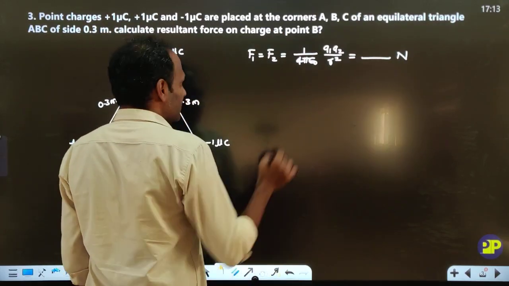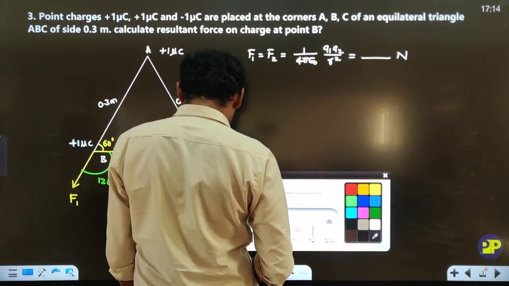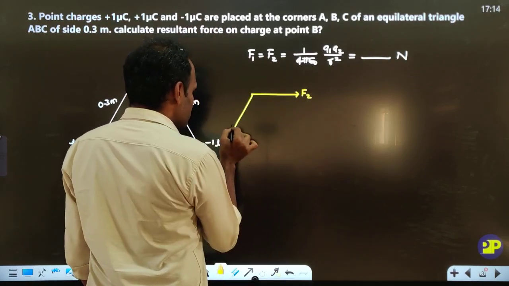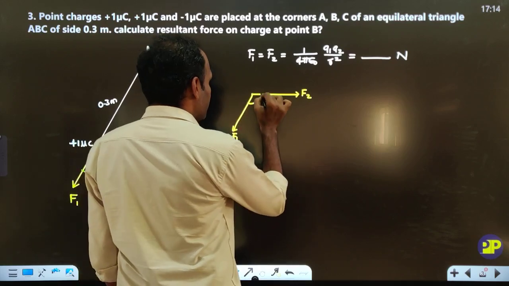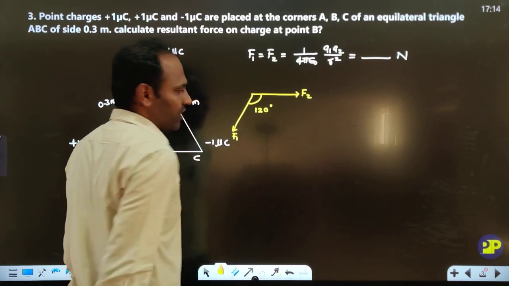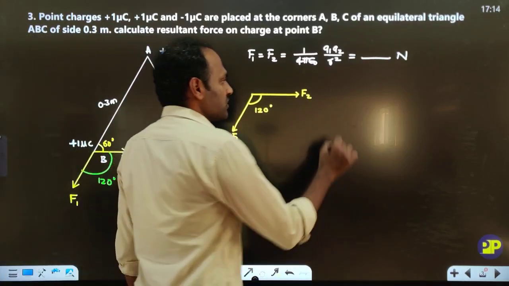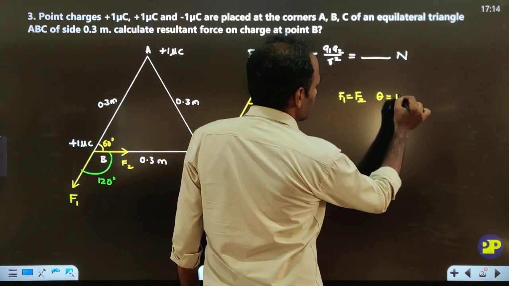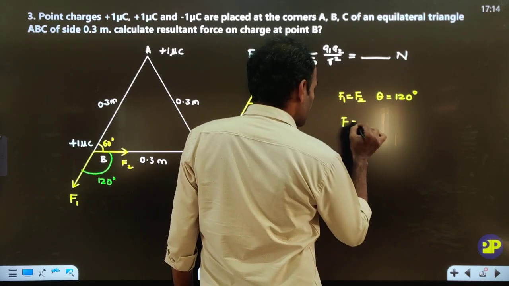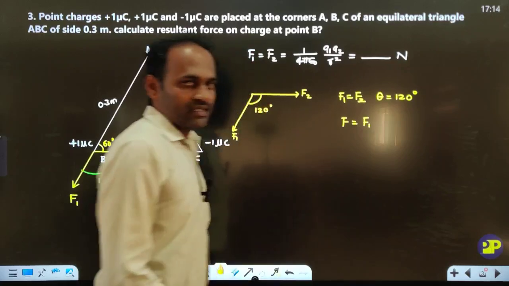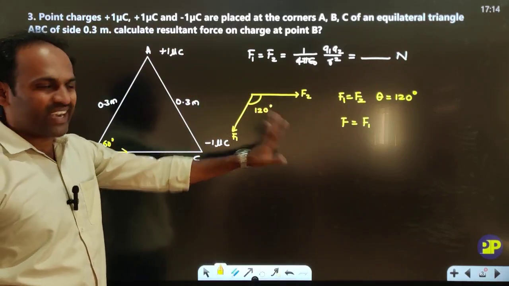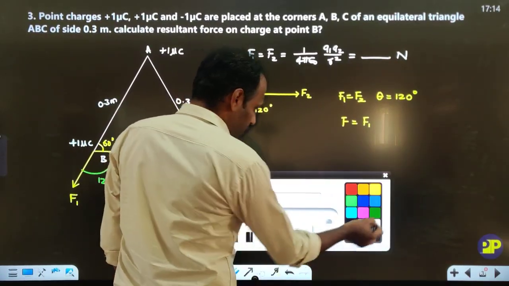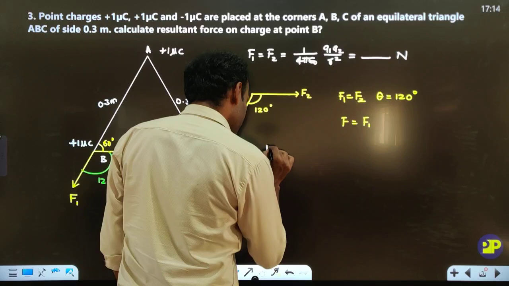Okay, now these both F1 and F2 are acting at an angle of 120 degrees between them. So this is F2 and this is F1. Angle between them is 120 degrees. Since both the forces are equal and the angle between both the forces is 120 degrees, the resultant force will be equal to any one of the forces. This we know by vector. But instead of that, you better apply the formula and solve, because this is a 5-mark question. Even though we know the result, we'll solve it like this.